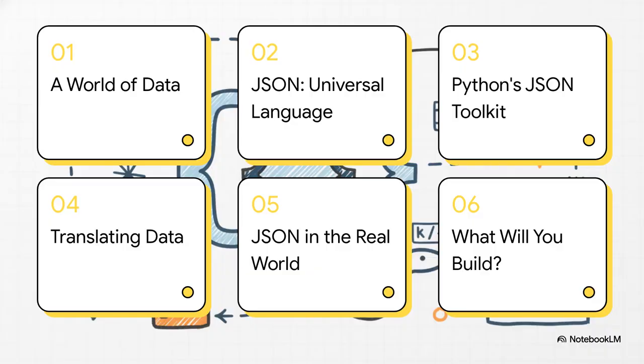So here's our game plan. We're going to start with the world of data we're all swimming in. Then we'll get to know JSON, the universal language that connects it all. I'll show you Python's built-in toolkit for handling it, and we'll see exactly how to translate data back and forth. Finally, we'll look at a real-world example and then get you thinking about what you can build next.